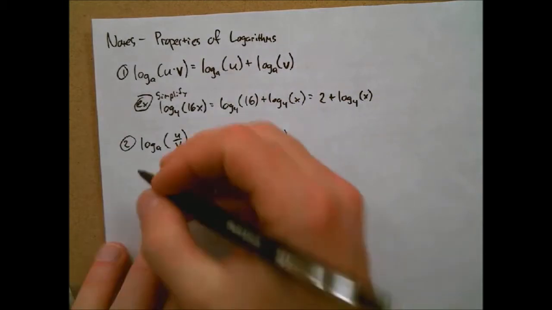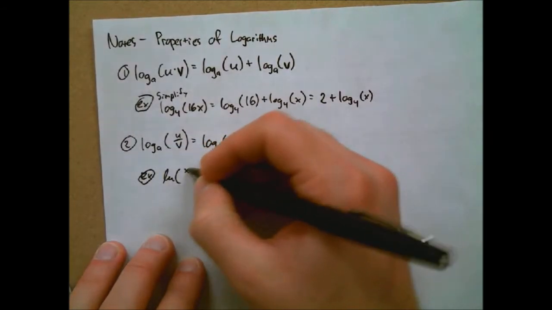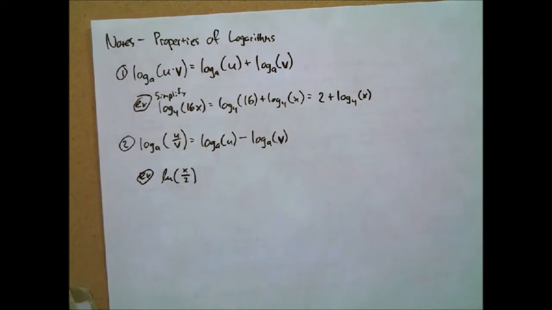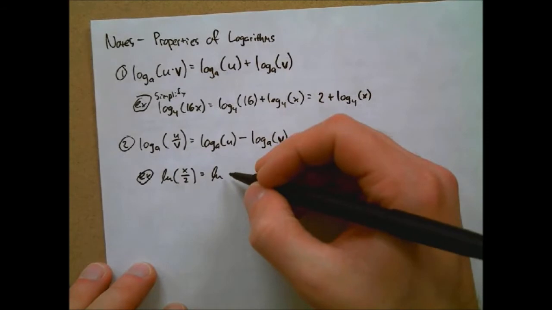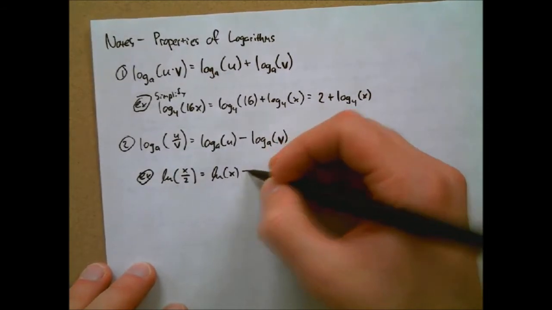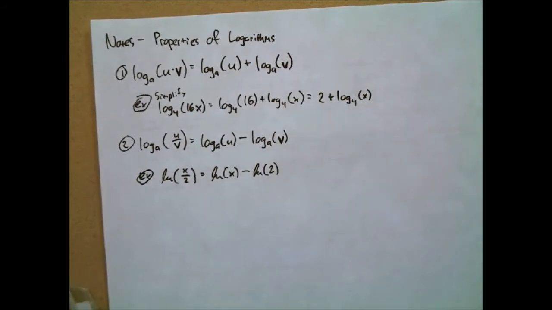Okay, a quick example of that. Natural log of x over 2. So this would break up into what? Natural log of x minus natural log 2. Like that. So there's the idea.